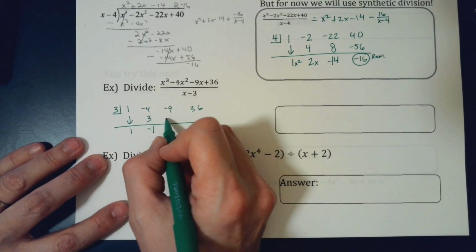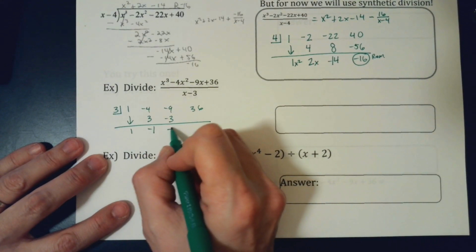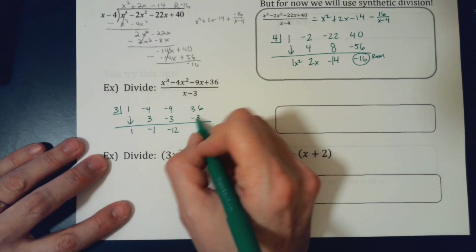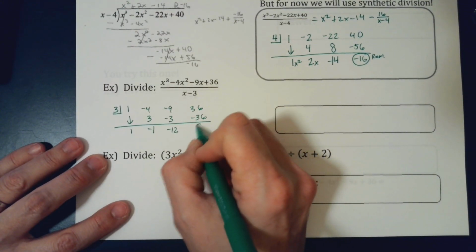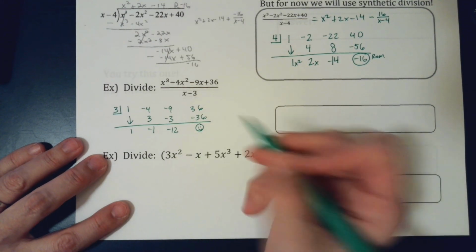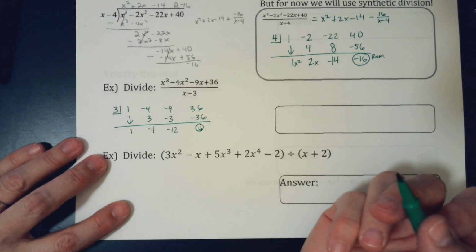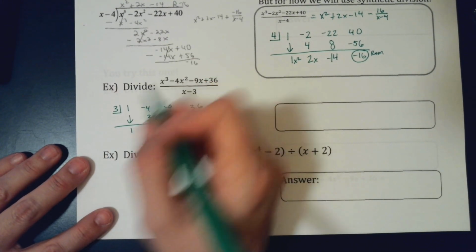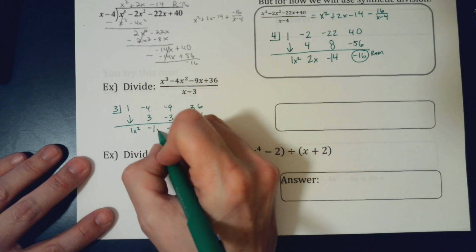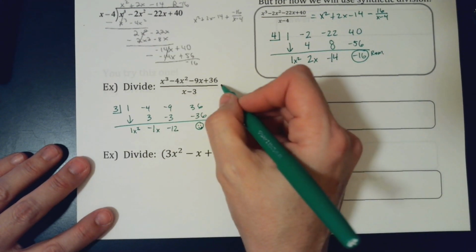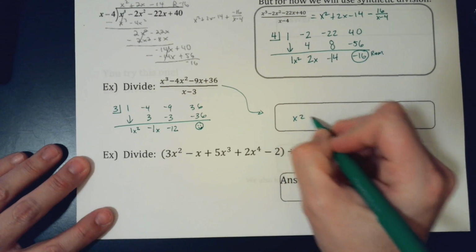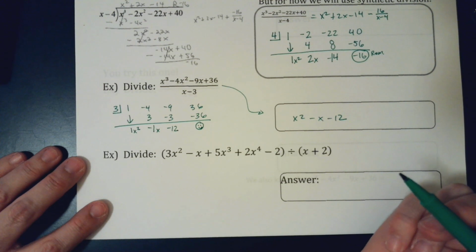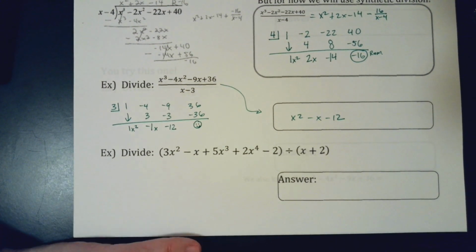Negative 1 times 3 is negative 3. Add these up, makes negative 12. All right, then I'm multiplying negative 12 times 3, so it's negative 36. Oh, this is special. This adds up to 0. So when it's 0, we're so happy because that means the remainder is 0. So x to the third was what I started with, and that means this is going to be x squared, and that's going to be x, and then that's nothing at all. So the answer to this problem is x squared minus x minus 12. And so that's great. So when the remainder is 0, that's really nice. That's what we're going to want in the future.